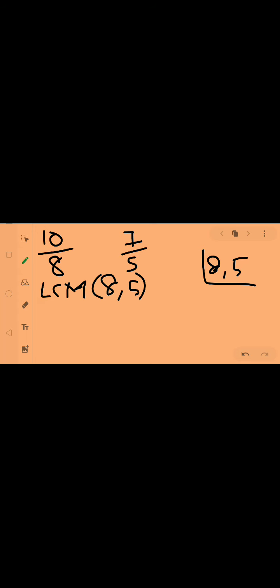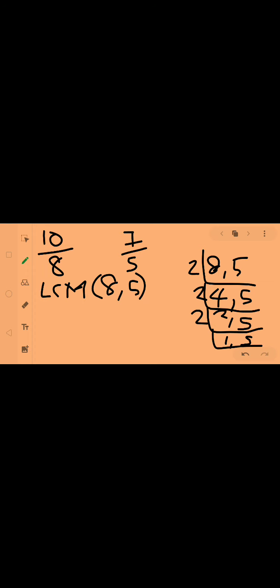We start with the smallest prime number, which is 2. 8 is divisible by 2, 4 times, but 5 is not divisible. So we write 5 as it is. Next again we take 2. 4 by 2, 2 times, but still 5 is not divisible. So we write it as it is. The next step again we take 2. 2 by 2, 1 time, and 5 is not divisible. So we write 5 as it is.